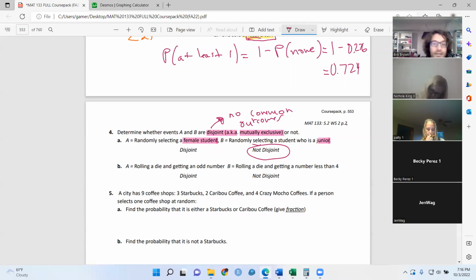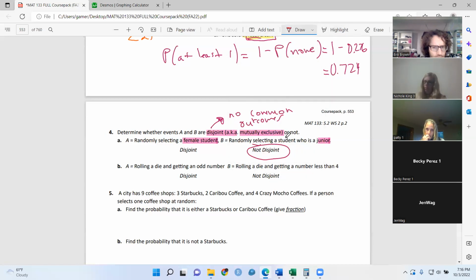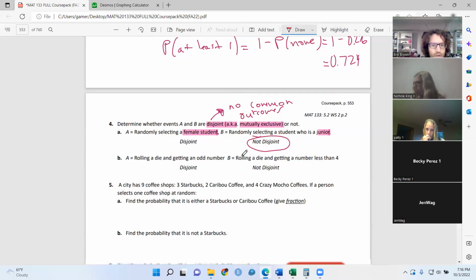If we had said randomly selecting a freshman and randomly selecting a junior, that would be disjoint because you can't be defined as a freshman and a junior. Although there are scenarios where that's kind of true, like the kid that failed everything and is aged junior but credits-wise a freshman. But we don't actually define grade by your age. Okay, how about this one?